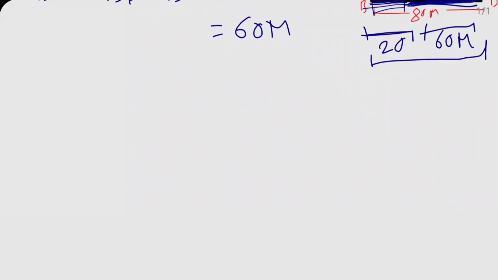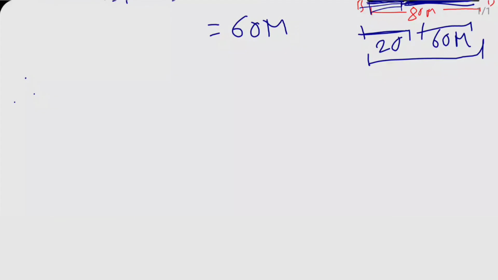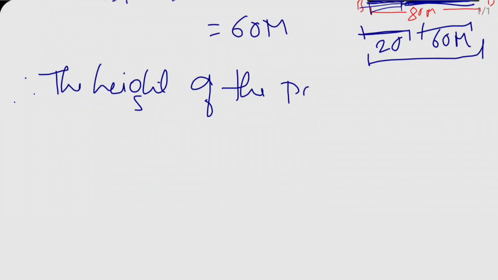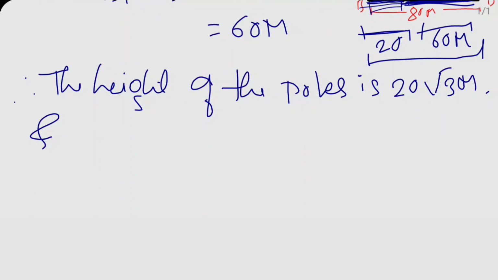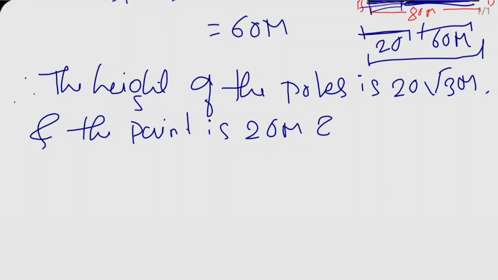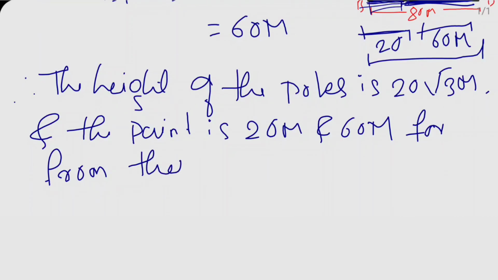Now write down the conclusion. Therefore the height of the poles is 20 root 3 meter and the point is 20 meter and 60 meter far from these poles. Is it clear?